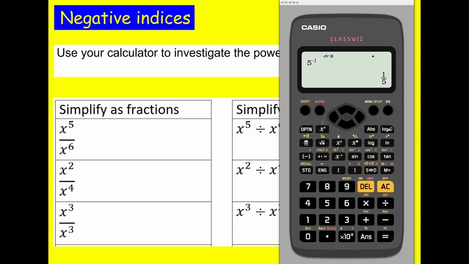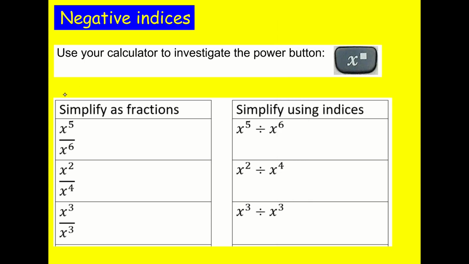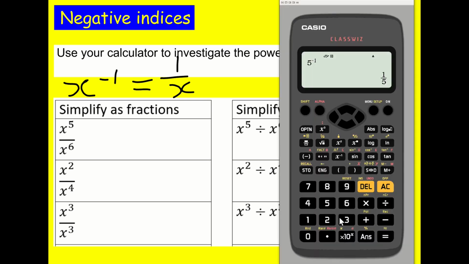So that makes us think maybe x to the minus 1 is 1 over x. We don't really have an understanding of why this is, but we can see this is what the calculator is doing. That's me conjecturing it. If I try it for say 12 to the power of minus 1, yes, 1 over 12. It seems to be working.